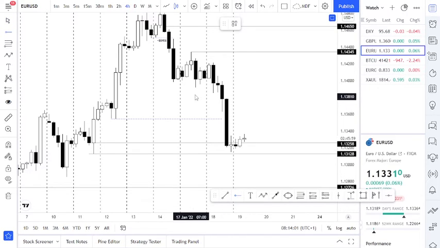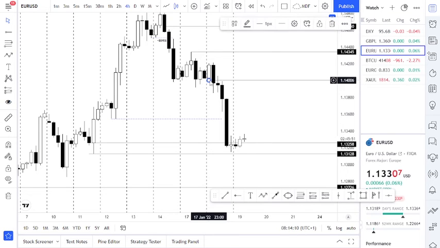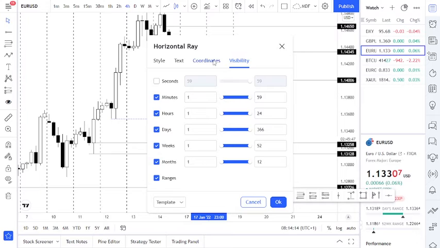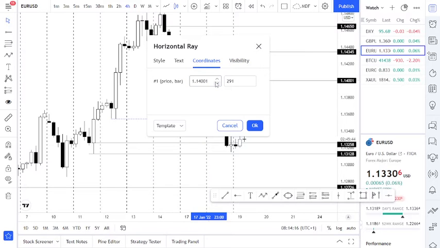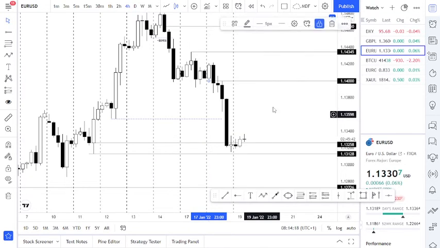Since the market could not come back to this point of interest here, I think we should also look at 1.1400 as another good area to short Euro USD. So let's see if the market can come back to around this region. If the market can come back around that region, it will be a very good area to do what? To short Euro USD. So let's look at it.